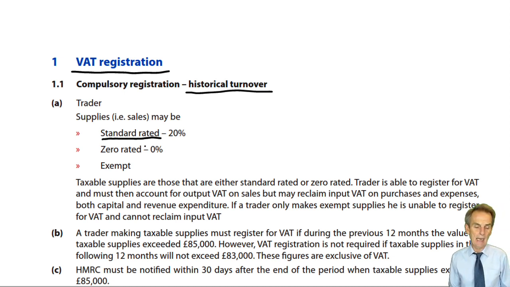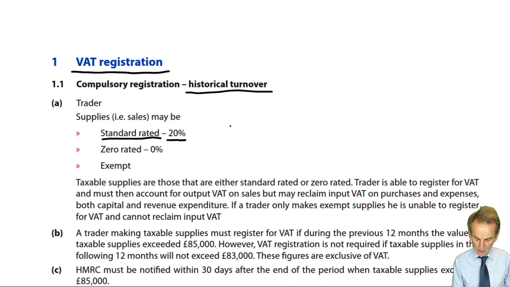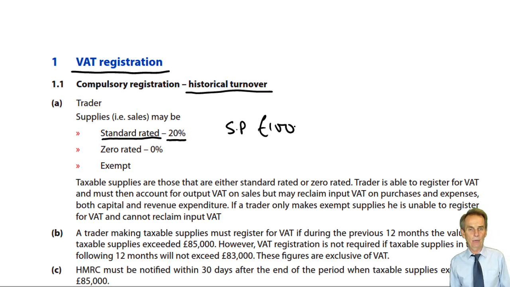And in the UK, it has been and still remains a standard rate of VAT. It's been a fairly constant 20%. And what does that mean? It means that, of course, on top of their normal selling price, maybe a trader's normal selling price without VAT would be £100 for each particular product.